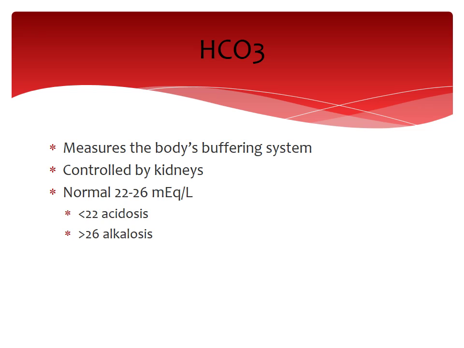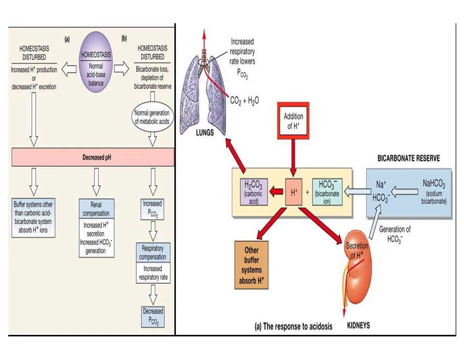Has a proportional relationship to pH. So as your bicarb increases, your pH will increase. As your bicarb decreases, so will your pH. I'll let you study this on your own time. It's a good example of how our body maintains the normal pH and what happens if it's disturbed. So I'll let you look at that at a later time.